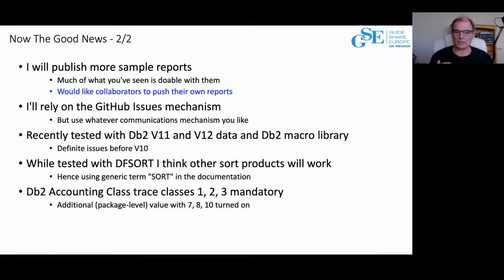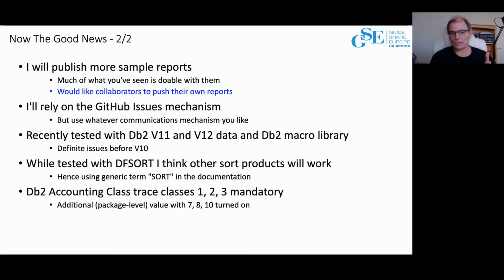I've recently tested it with both DB2 version 11 and version 12, and the DB2 macro library at both levels. There are definite issues before version 10, because some of the key fields we really need were 4-byte, and now with version 10 and later they're 8-byte fields. So we're not going to support version 9, I'm afraid. Originally this did support version 9, but I made it support version 10 because it's a much better place to work from.